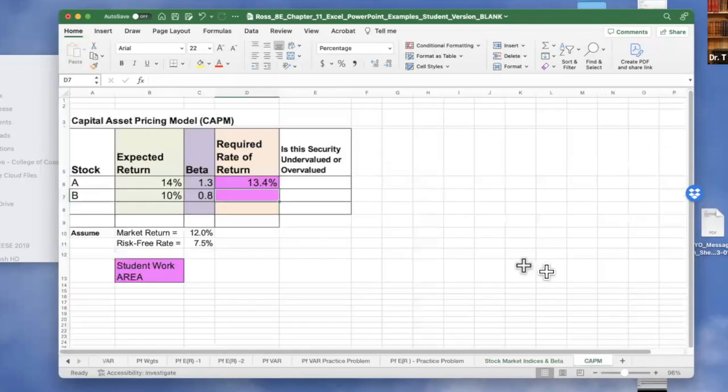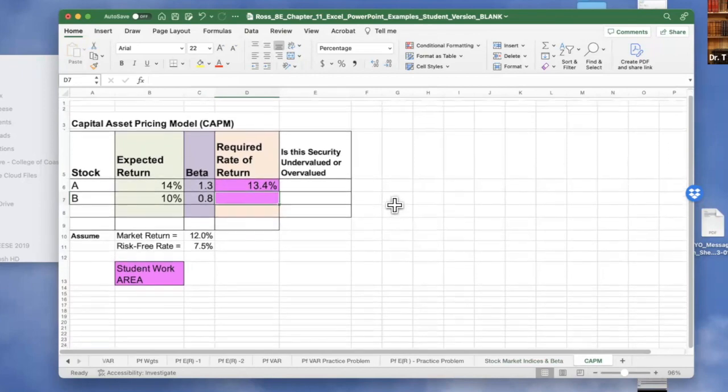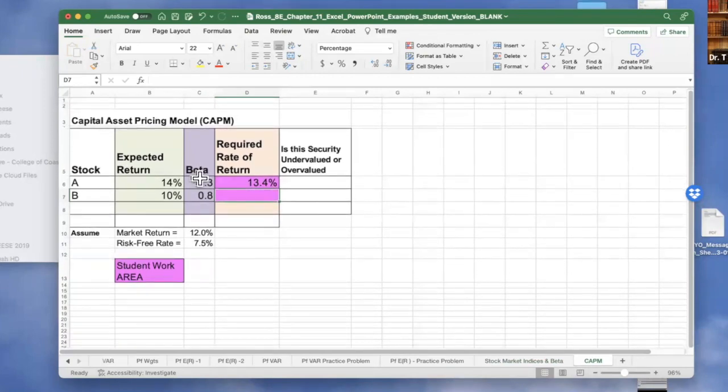Last but not least, I included a worksheet to help you understand mechanically how the capital assets pricing model works. In other words, to help you understand how it relates returns, betas, and the required rate of return. In other words, what the capital assets pricing model is basically saying, beta is a measure of risk. And here is a measure of the overall return in the marketplace. The total return in the marketplace is 12%.